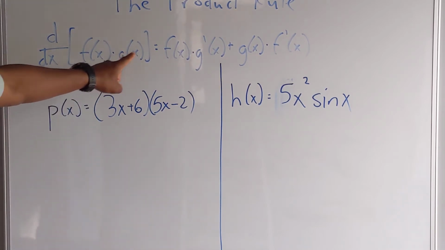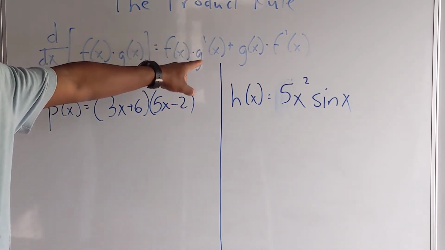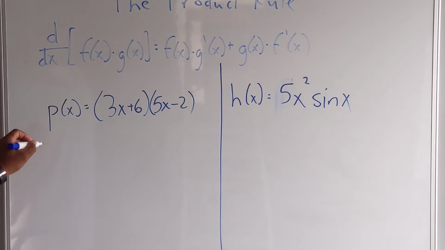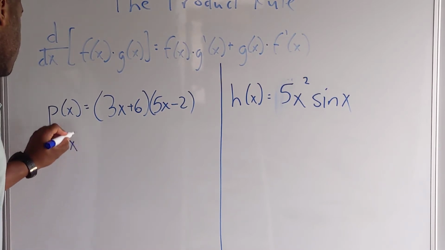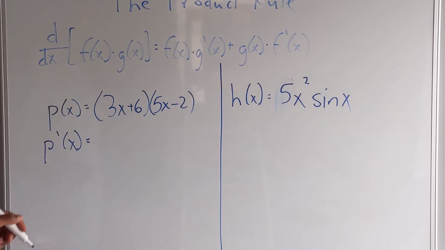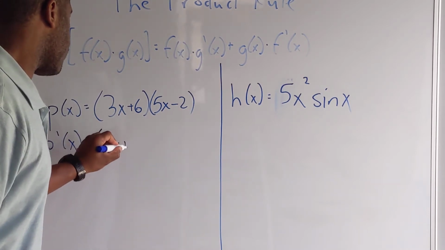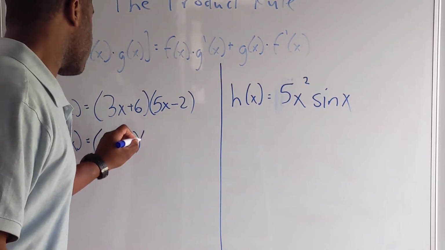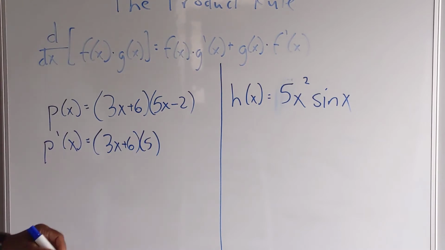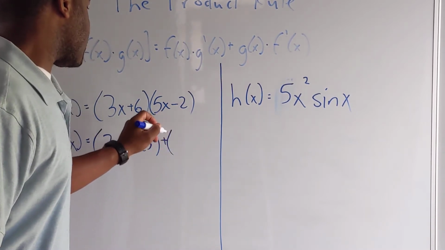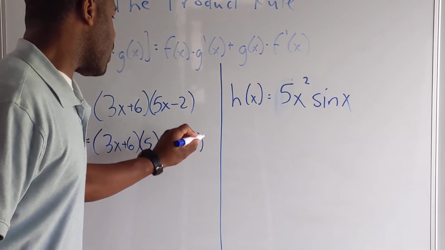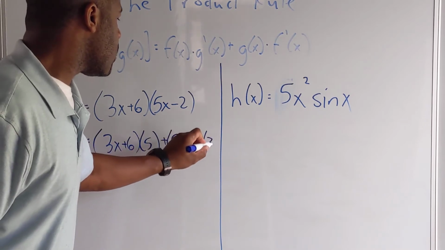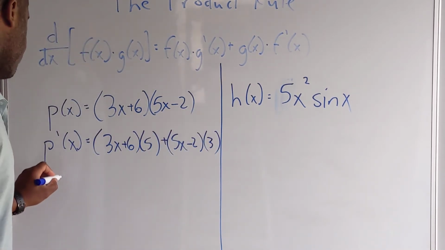We take the first term times the derivative of the second term plus the second term times the derivative of the first term. So we go step by step. Right here, our first term, 3x plus 6. The derivative of the second term is 5, plus our second term, which is 5x minus 2, and the derivative of our first term is 3. I'm running out of room.